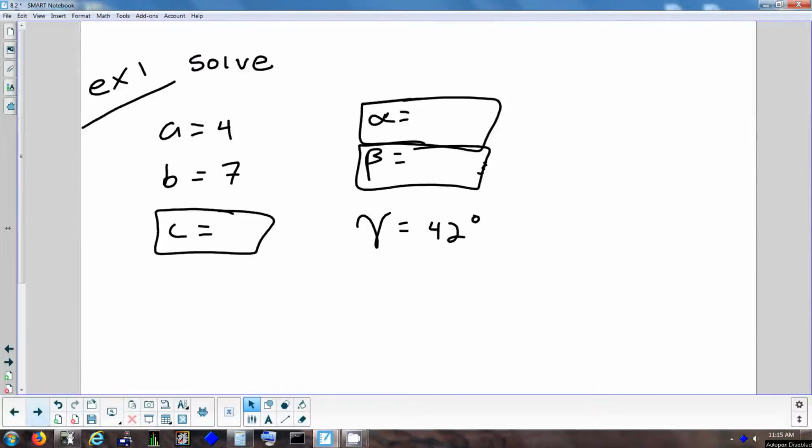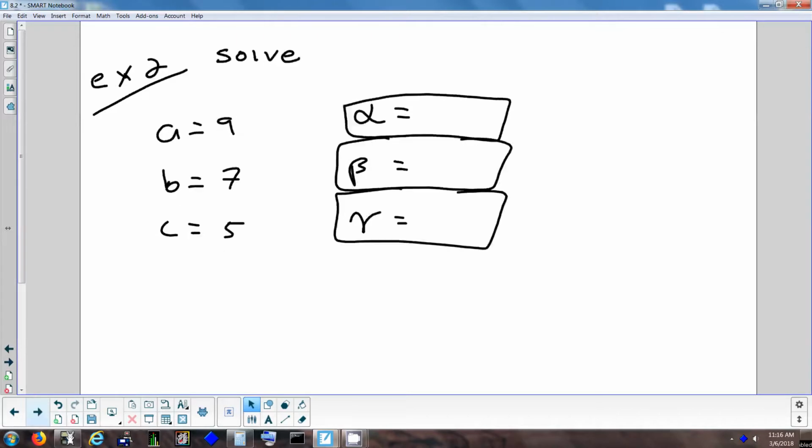Okay, so this was a side angle side problem. How do I know? Well, it can't be side side side because I don't have a side. So if this is a law of cosines problem, it's got to be side angle side. Okay, and we did that problem yesterday in the notes. Okay, we're going to look at this one. Side side side.